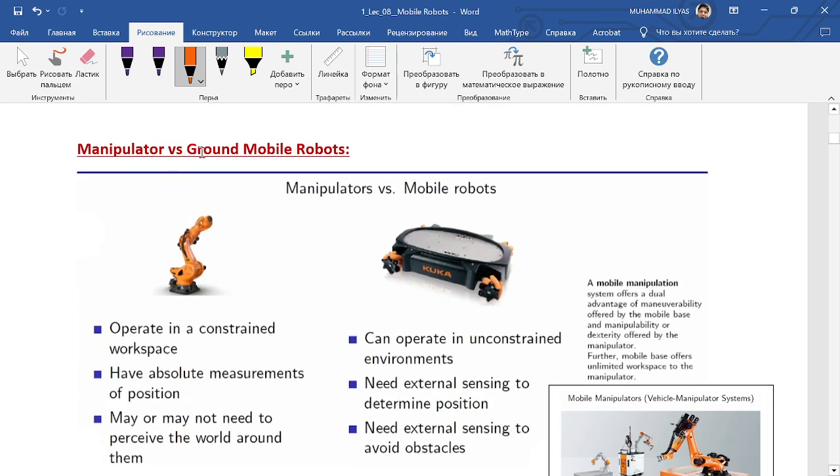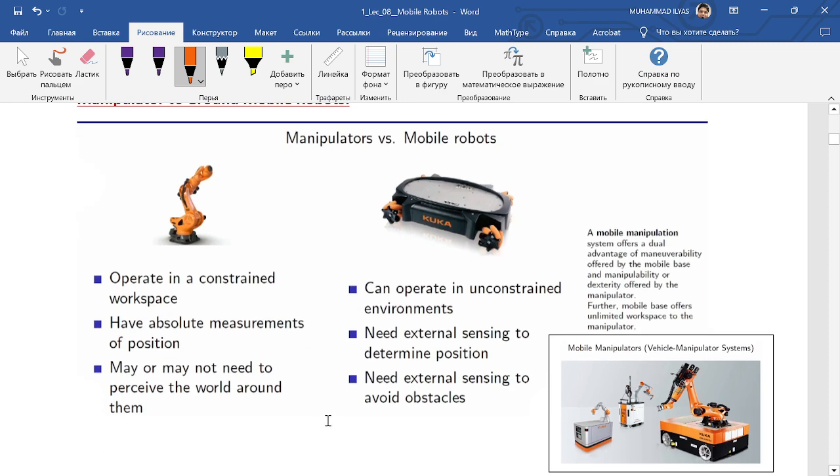So, manipulator versus ground mobile robot. We have talked about this: manipulators operate in a constrained workspace and know their absolute positions, and most of the time their workspace as well. They may not use sensors to perceive their environment because the environment is fixed. But mobile robots work in an unknown or unconstrained environment.